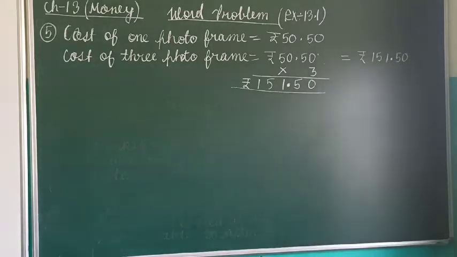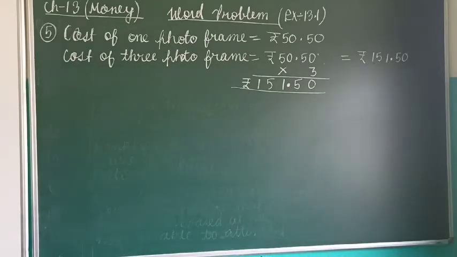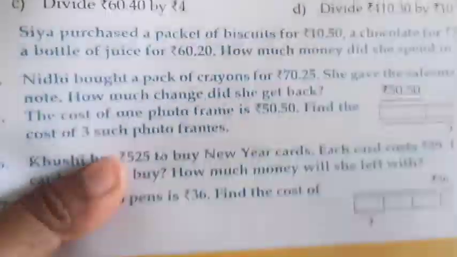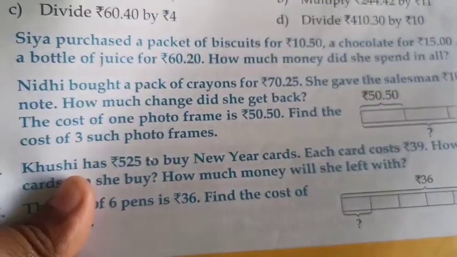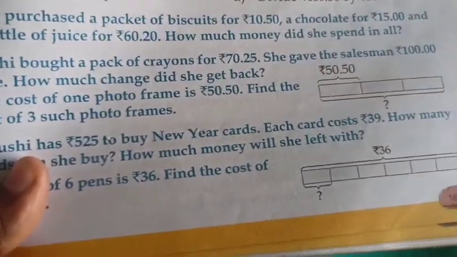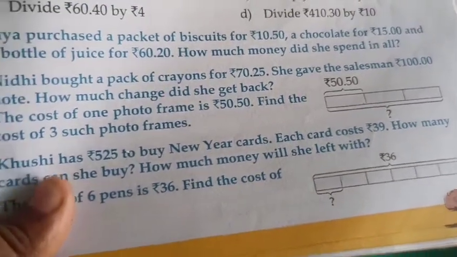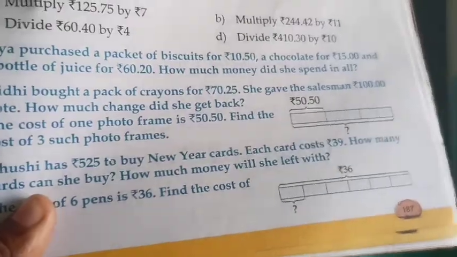Clear? Okay. Now we will see question number 6. Question number 6 is, see, Khushi has 525 rupees to buy New Year cards. Total she is having 525 rupees. Now the cost of each card is how much? 39. So how many cards will she be able to buy and how much money will be left with her?